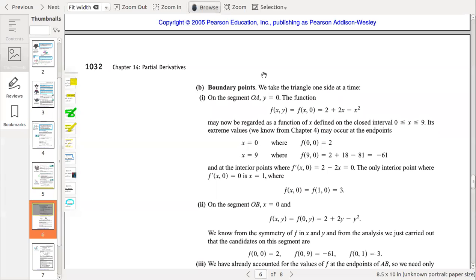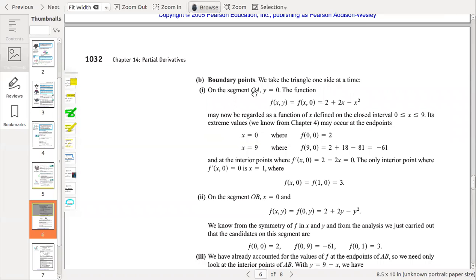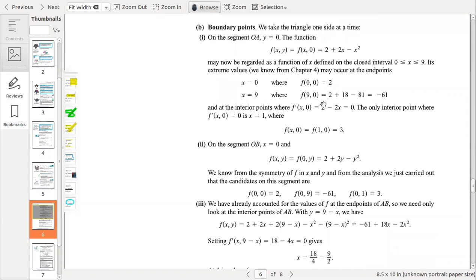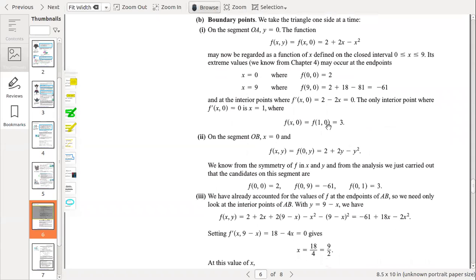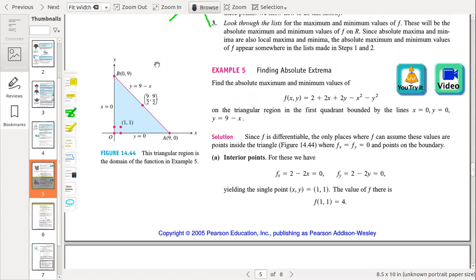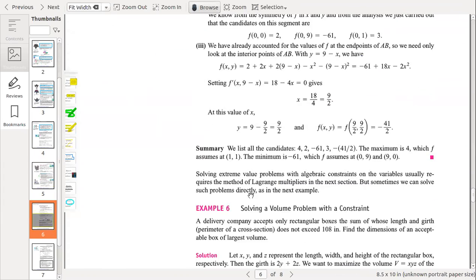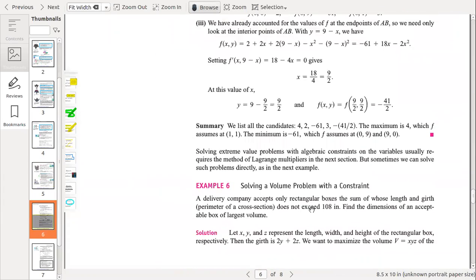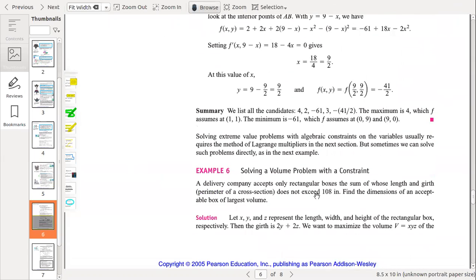And how can we compute the boundary points? We take the triangle one side at a time. On the segment OA, y equal to 0, the function. This may not be complicated, and if you study it in depth, it does not look difficult. On the segment OB, x is equal to 0. So this is the geometrical interpretation. Maybe you need to draw a triangle like this one, and then it will be easy to calculate. If you are not able to understand, we will discuss it again in the next lecture.